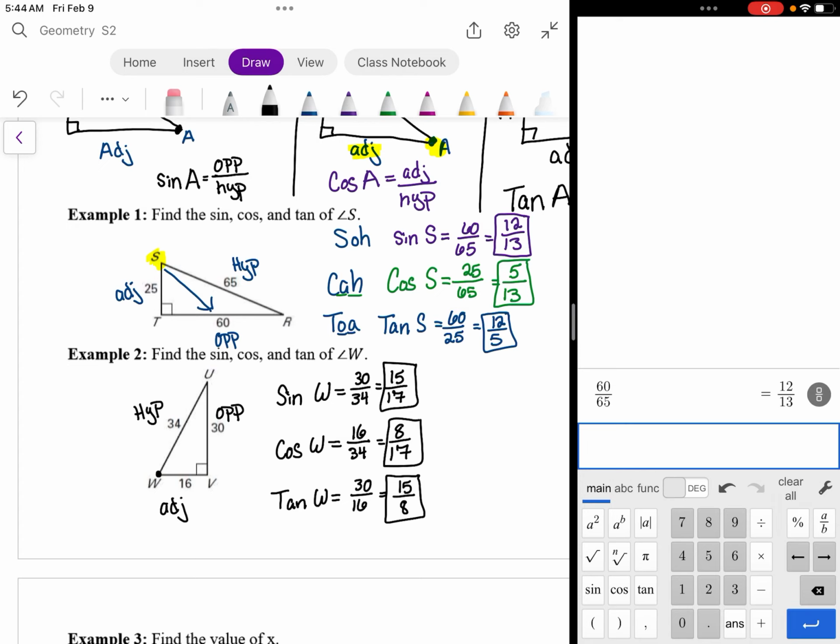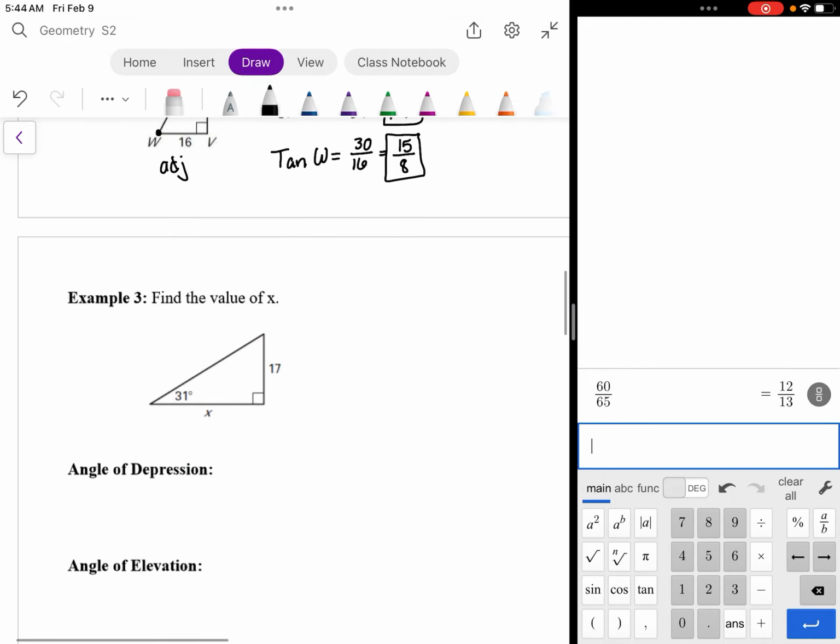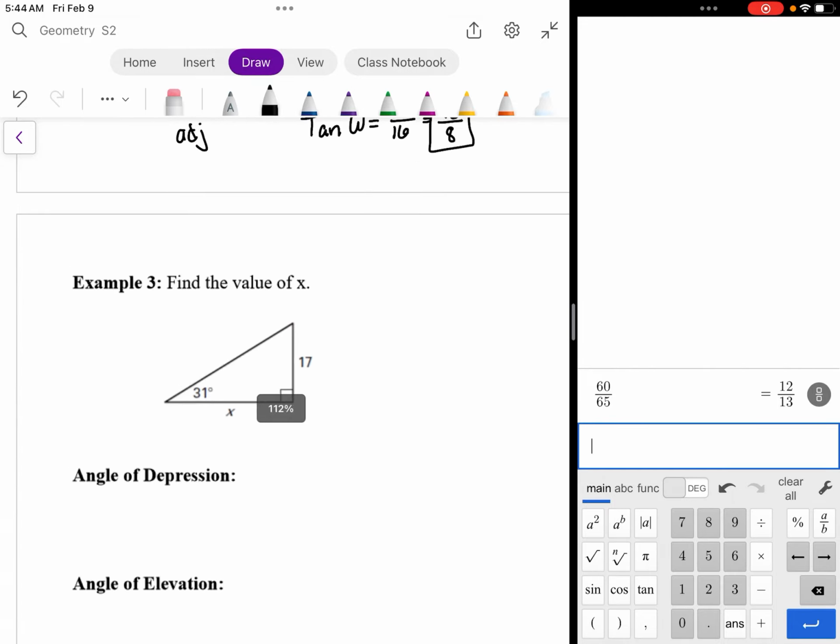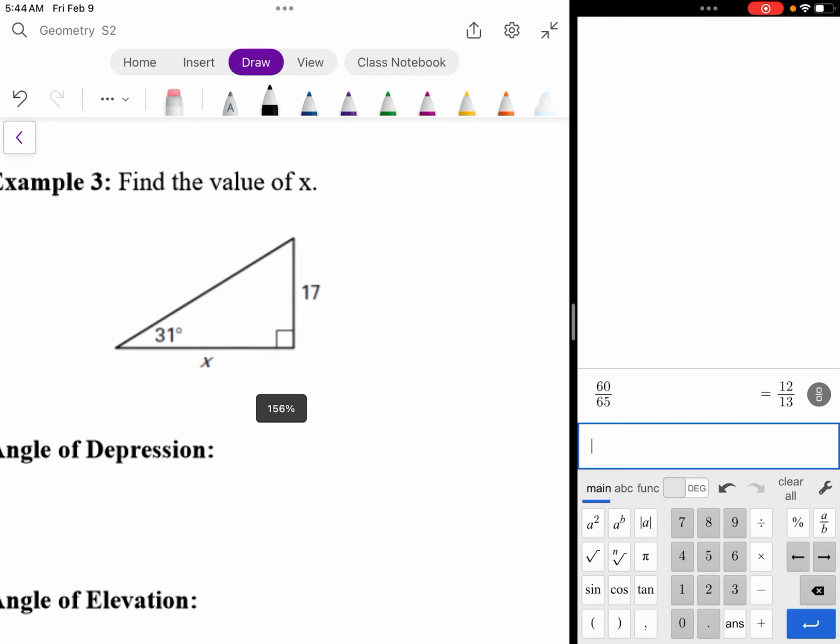All right, so sometimes you are going to be just asked to find the sine, cosine, and tangent where you have all three sides. And when that happens, you are just going to be setting up your fraction answers. Other times, you are going to be asked to find values of x.